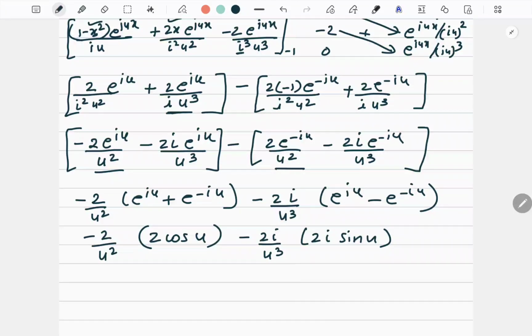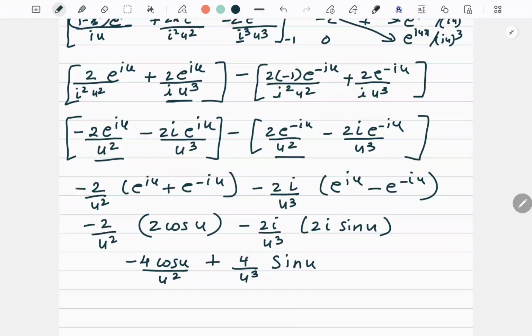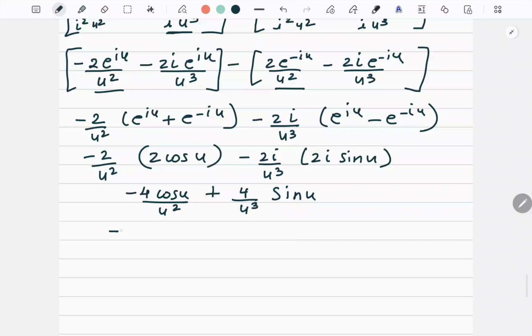Correct? So now here 2 and 2 will become 4. So minus 4 cos u upon u square. Here minus 4, but i square will become minus 1. So plus 4 upon u cube sin u. So if I take minus 4 or plus 4 upon u cube common, what is left here? Sin u minus u cos u. So this will become my answer. So let's move to the next question.